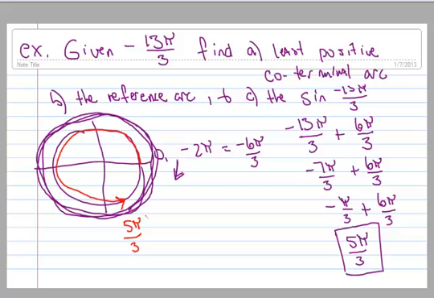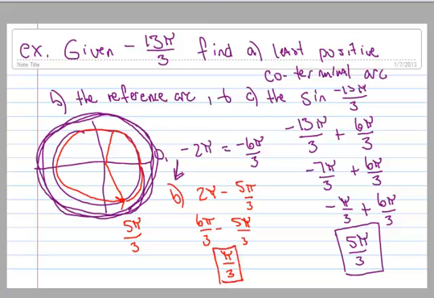Okay, so now let's do the reference arc. The reference arc is always this piece right here, and it's in the first quadrant. So you take your 2 pi, subtract 5 pi over 3, and remember 2 pi in this case is 6 pi over 3. Subtract your 5 pi over 3, and then you end up with pi over 3. Pi over 3 is your reference arc.